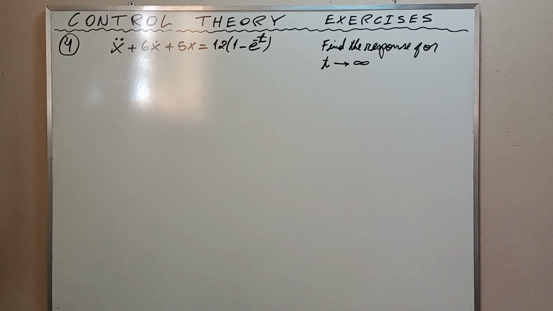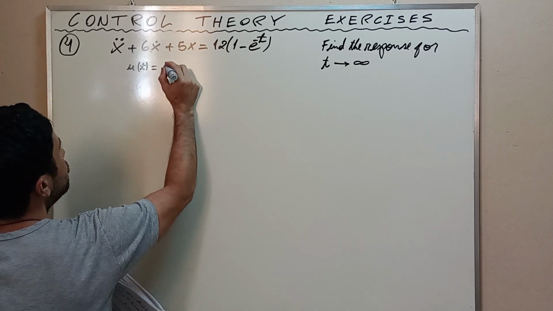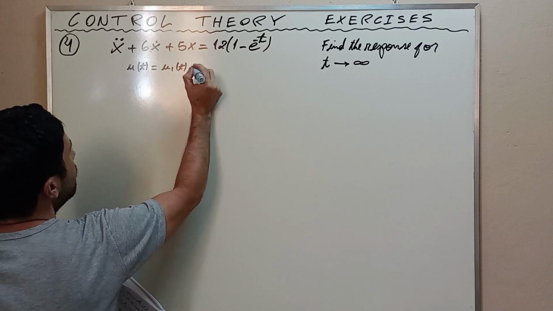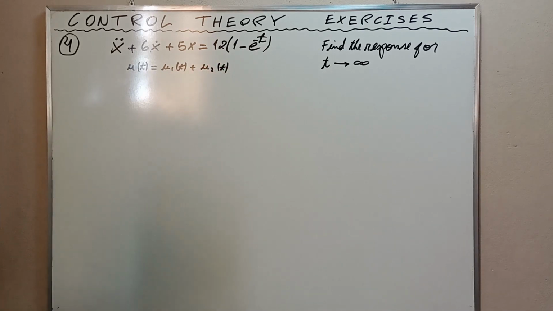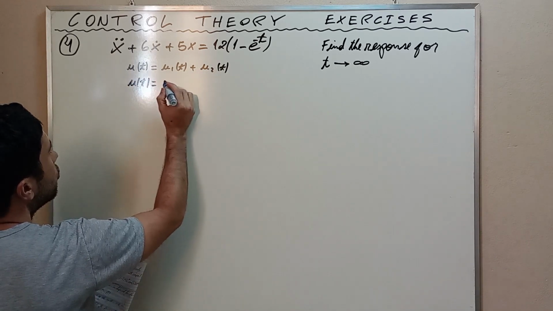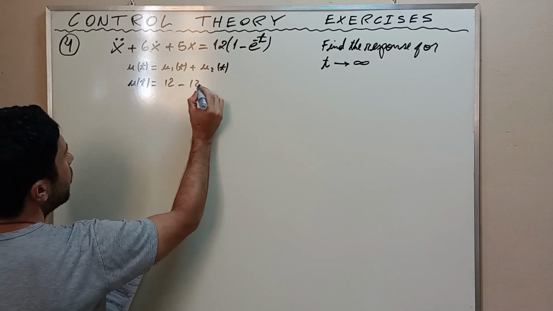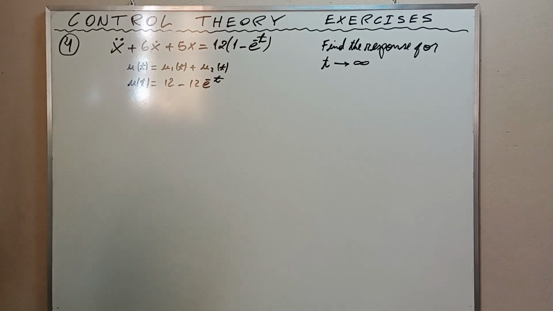But firstly, let's understand the expression that the exercise provided. The forcing term has two distinct components. u(t) is equal to u1(t) plus u2(t). Alright? That is, u(t) is equal to 12 minus 12 times e raised to the power of negative t. Alright?